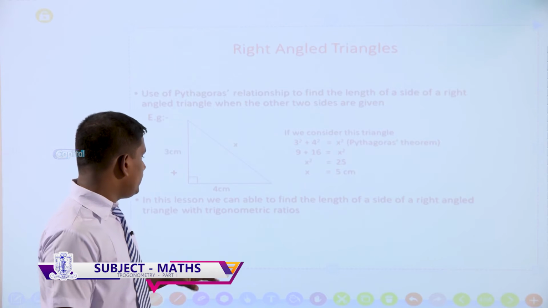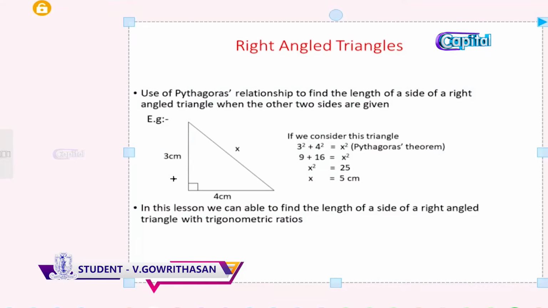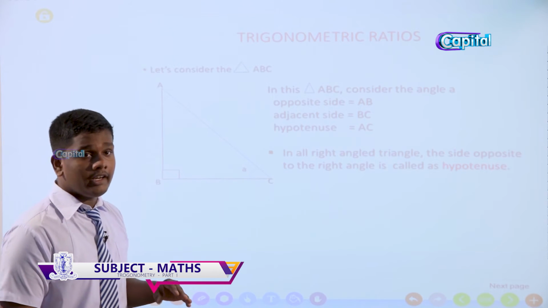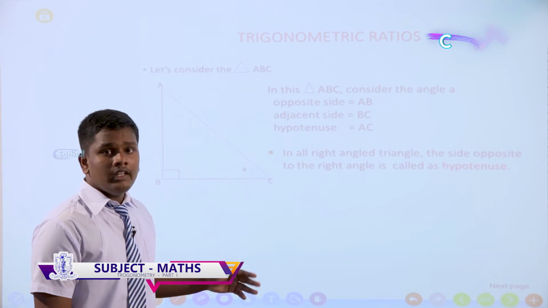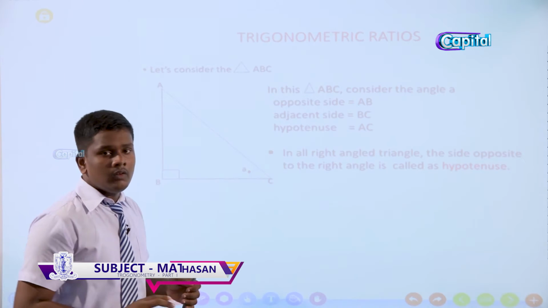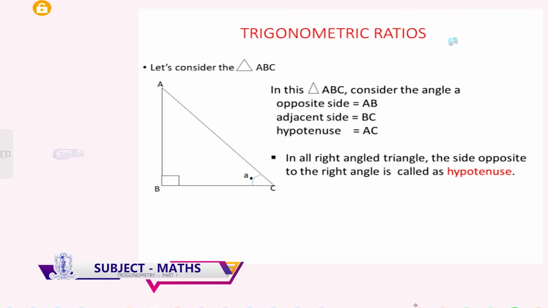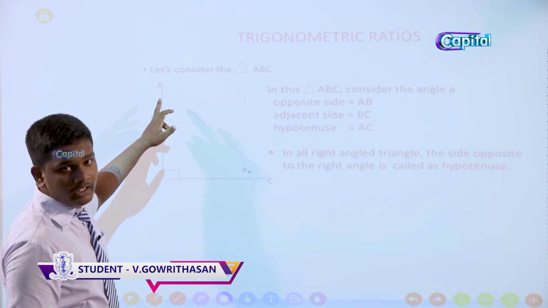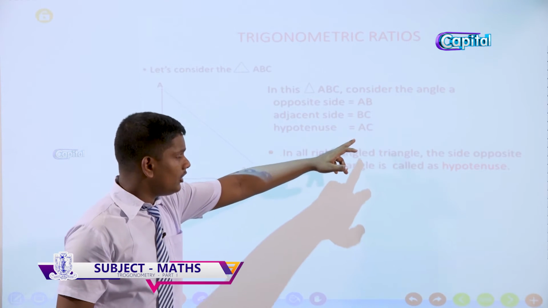In this lesson, we are able to find the length of a side of a right angle triangle with trigonometric ratios. So, before finding the trigonometric ratios, we must know the names of the sides related to the angle given. So, consider this triangle ABC. If you look at this angle, we must find the opposite side, adjacent side and the hypotenuse in relation to this angle. So, first of all, we must find the hypotenuse. What is the hypotenuse? Hypotenuse is the side opposite to the right angle of the triangle. So, the side opposite to the right angle is AC. Therefore, hypotenuse is equal to AC.